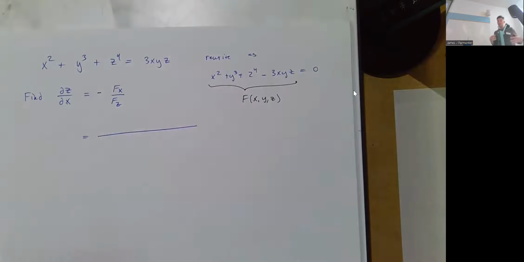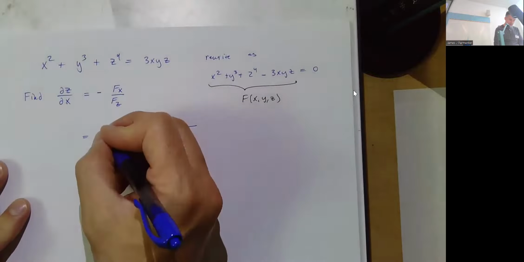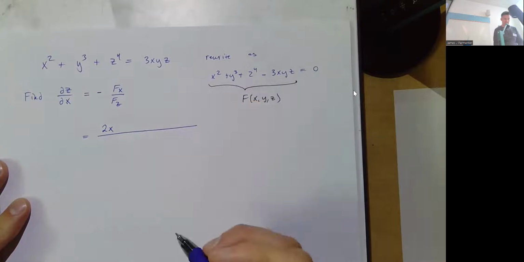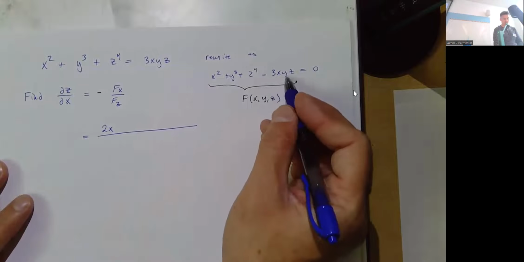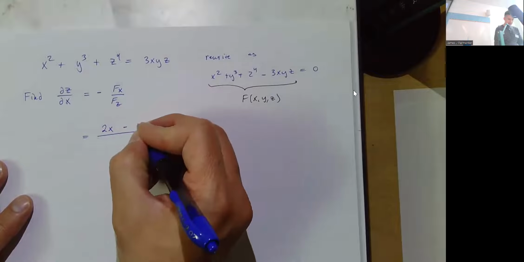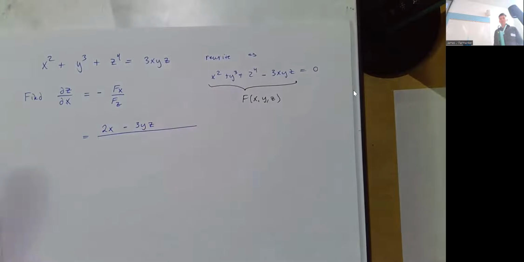So when I take the partial of this whole thing with respect to x, I'm treating everything else, y and z, as constants. Derivative of x squared is 2x. Derivative of y cubed is 0. Derivative of z to the fourth is 0. Derivative of negative 3x times y times z is negative 3 times y times z.